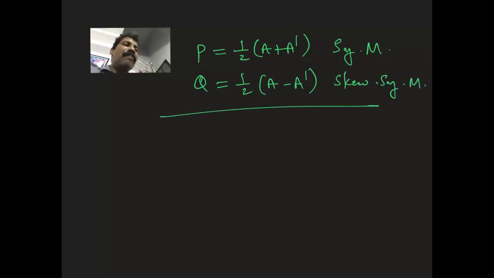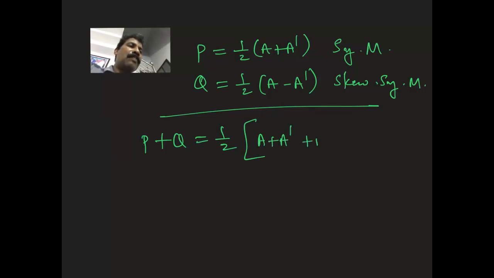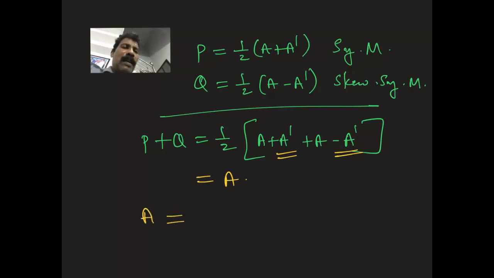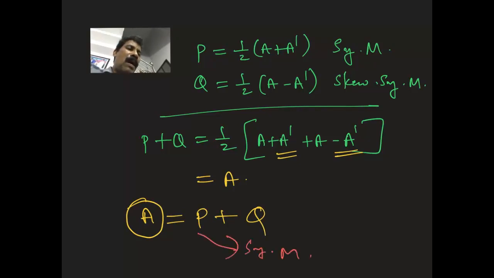Now, what will happen when we add P plus Q? You know that half is taken common, then inside the bracket A plus A dash plus A minus A dash, then of course A dash and negative A dash will get cancelled, that is equal to A only. So you can see that every square matrix capital A could be written as P plus Q, where P is a symmetric matrix and Q is a skew symmetric matrix. Hence the proof. That's all.